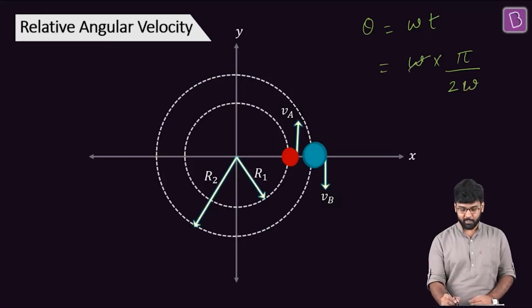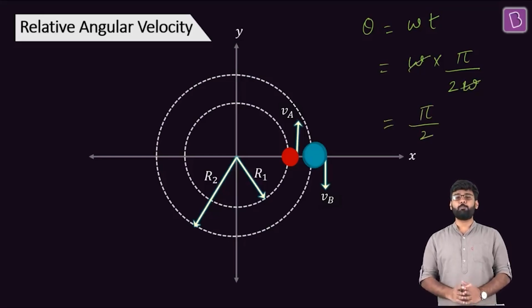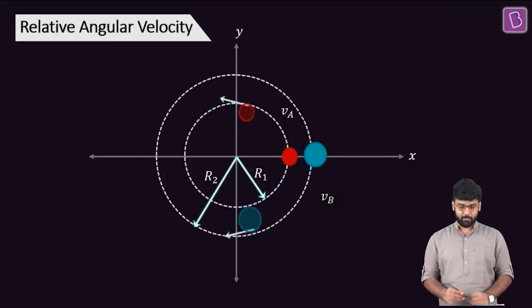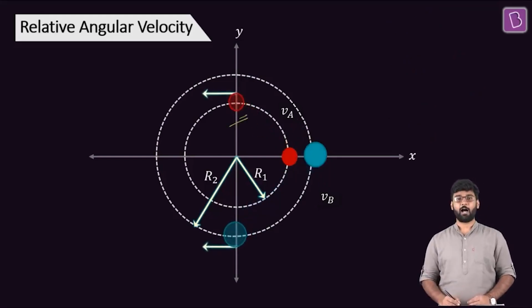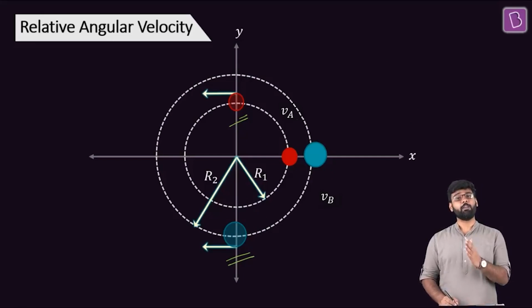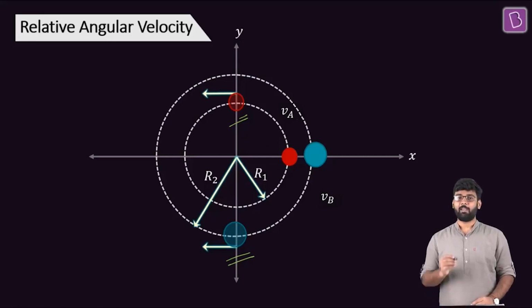So omega and omega will get cancelled, and we can see that these two particles will cover an angle of pi by 2. So A will reach at this point after covering pi by 2 in anti-clockwise sense, and B will reach here after covering pi by 2 in clockwise sense. And at this moment we want to calculate the relative velocity of A with respect to B.